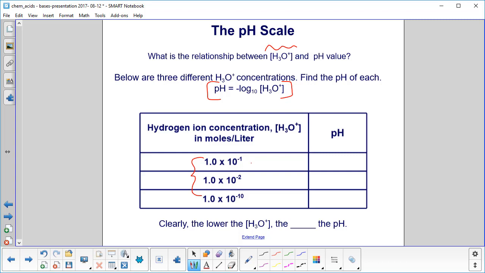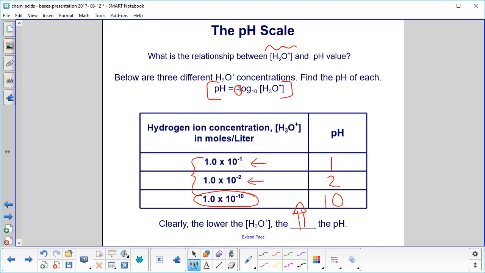Okay, let's look at this first one. Log base 10 of 10 to the minus 1 is minus 1. You then have to multiply it by this negative. So you get a 1 here. Here, log of 10 to the minus 2 is negative 2. Multiply that by a negative 1. You get 2. And then down here you have 10. So what can we say? The lower the hydronium concentration, and where are we the lowest? Right here. What do we notice about the pH? It's the highest. So we'll draw an arrow up, or you could just write the higher the pH.